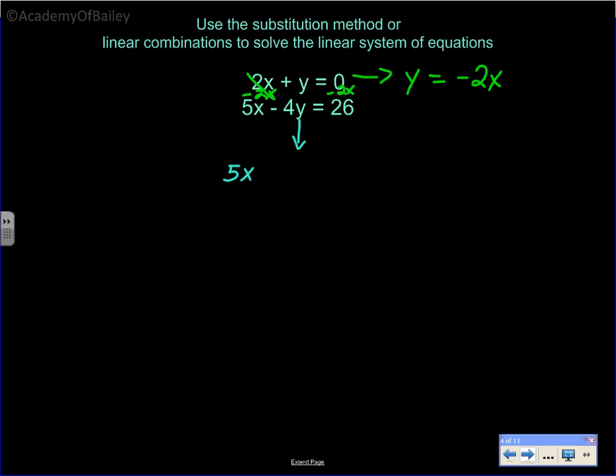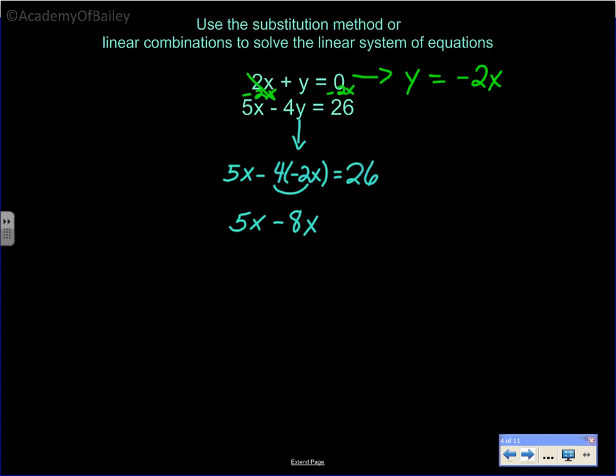So we have 5x minus 4 times negative 2x is equal to 26. We've just substituted in for y. Let's go ahead and use order of operations. We multiply before we add and subtract. So negative 4 times negative 2x. Negative 4 times negative 2 is going to be negative 8x.